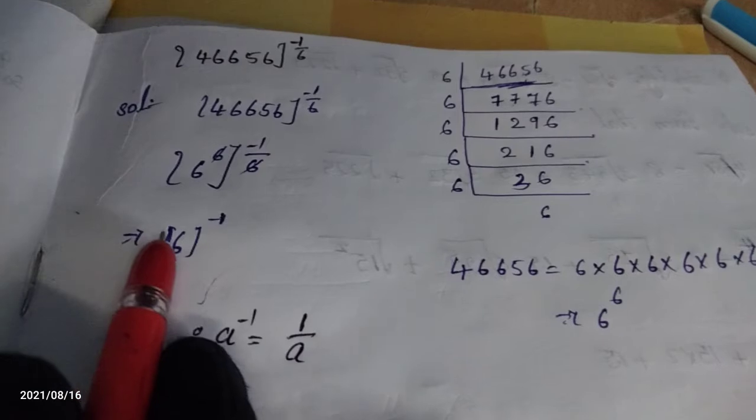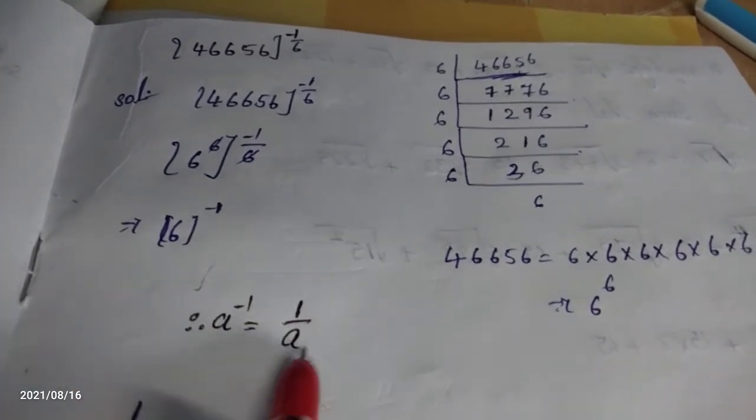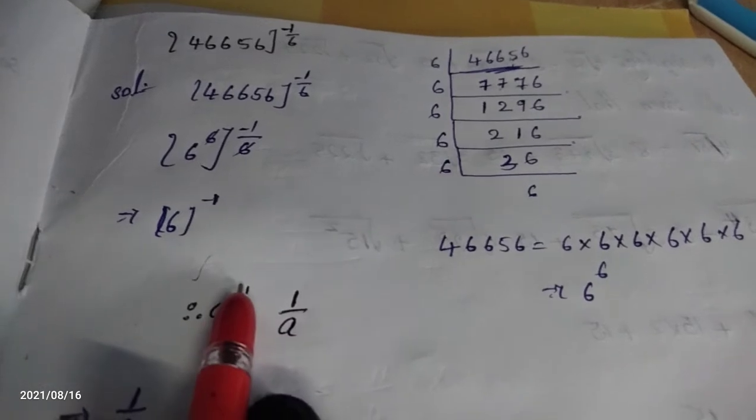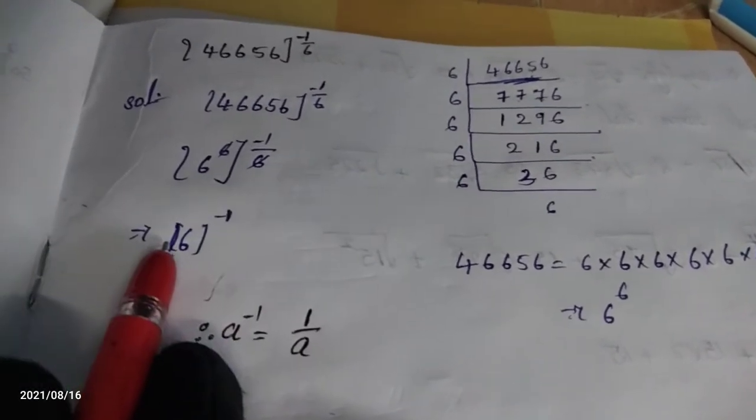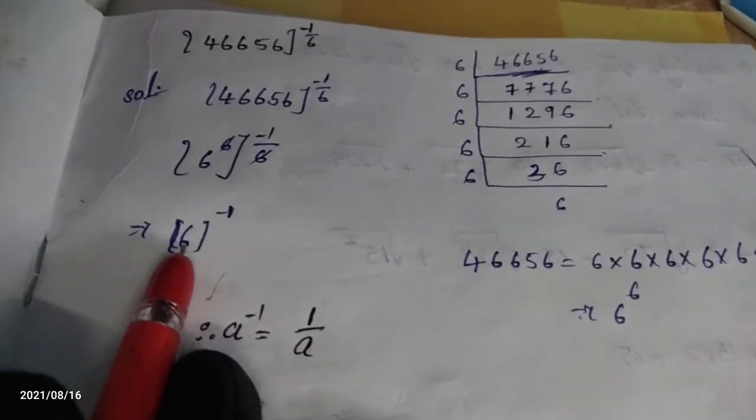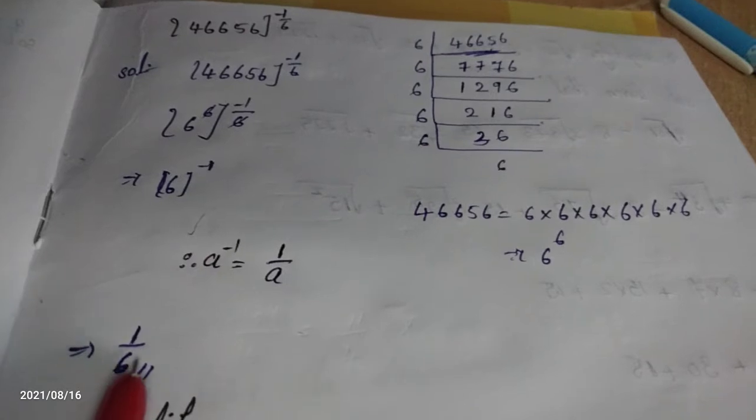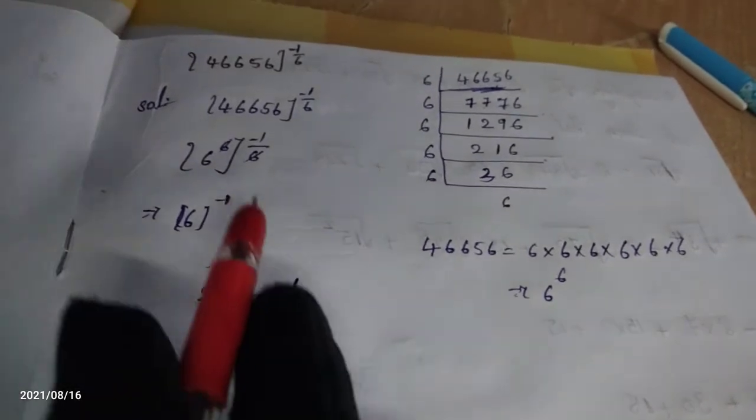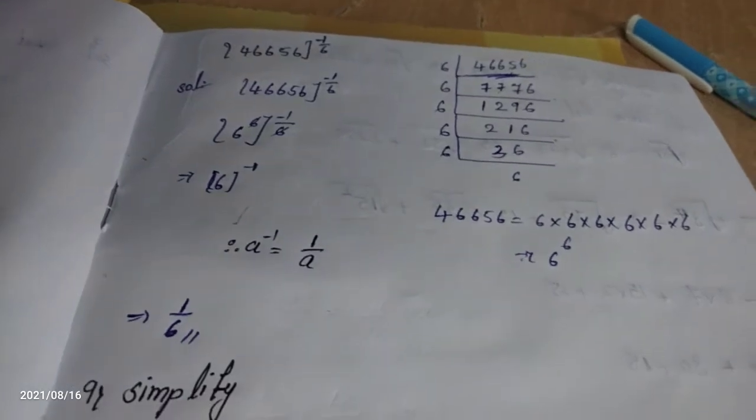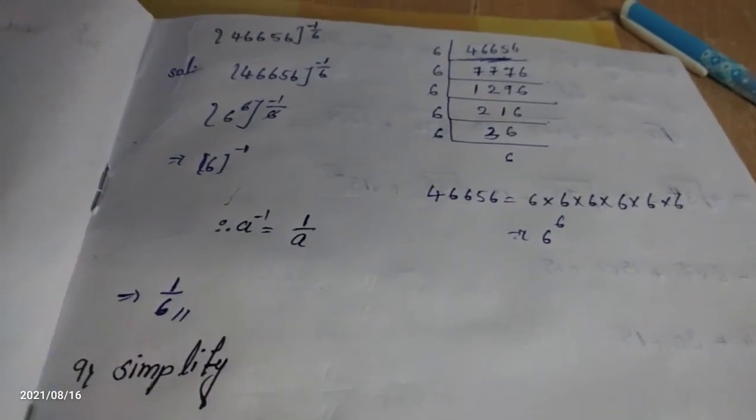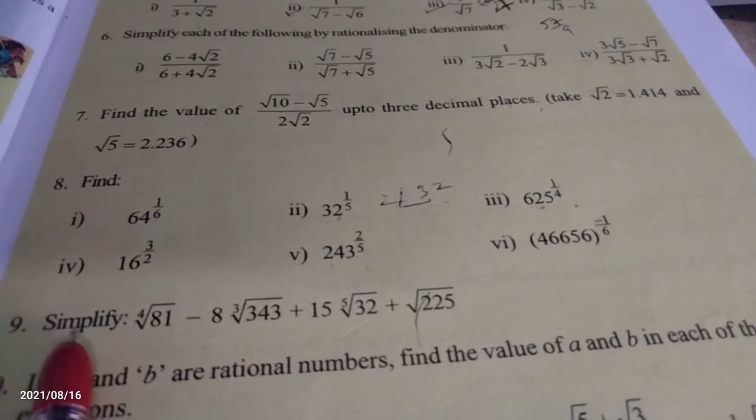Here the exponent formula is there: a to the power of minus 1 can be written as 1 by a. We are applying this step. On applying this step, 6 to the power of minus 1 is equal to 1 by 6. Okay, this is the value for this question. This part is completed. Let's see the second part. By this we are completing question number 8. Let's see question number 9.